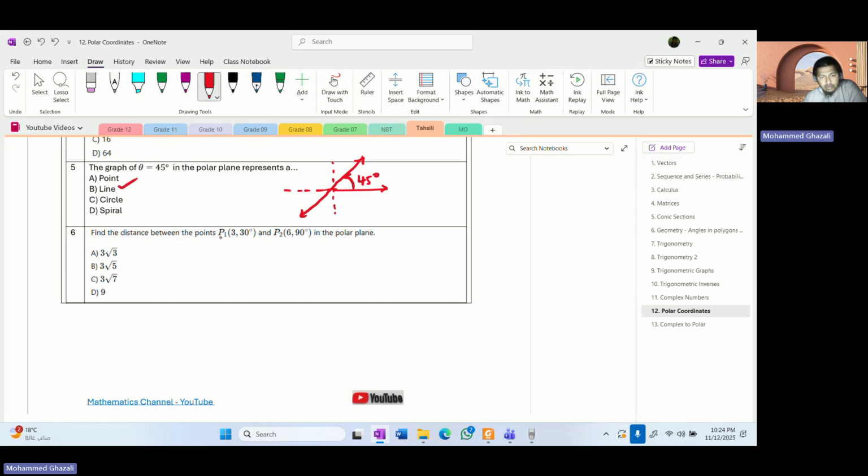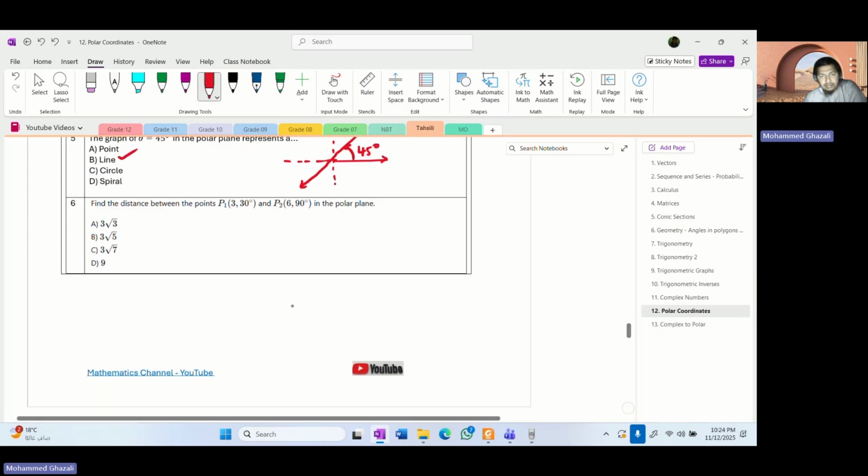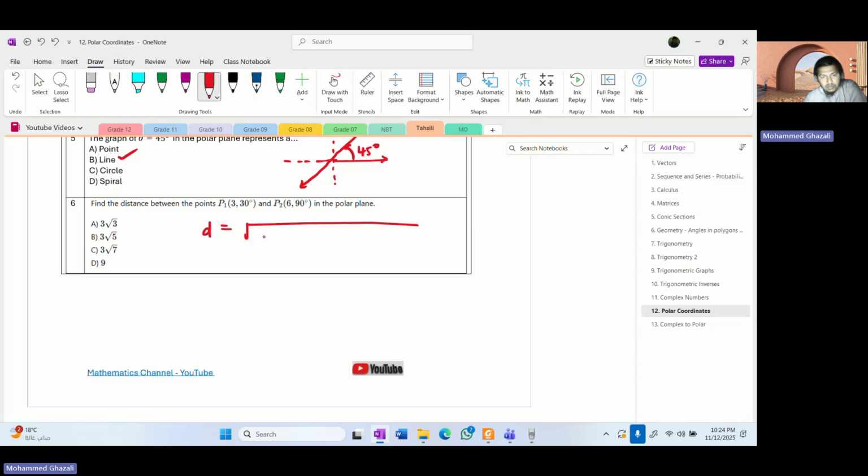Find the distance between polar points P1, P2 in the polar plane. Simple. Distance is equal to the square root of 3 squared plus 6 squared minus 2 times 3 times 6. Use the distance formula, right? Cos 30 minus 90 or 90 minus 30. So you can do both, 90 minus 30. I proved it to you. And so 3 squared is 9. 9 plus 36 is 45. Minus 2 times 3 times 6, and cos of 60 is half. Okay? Because 90 minus 30.